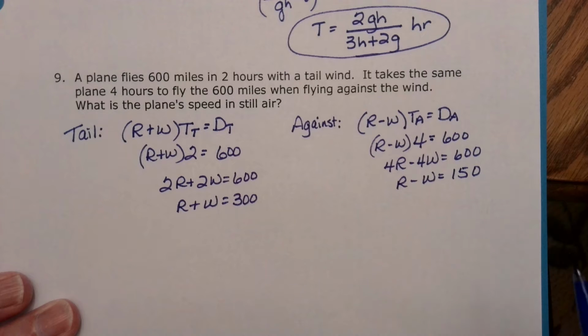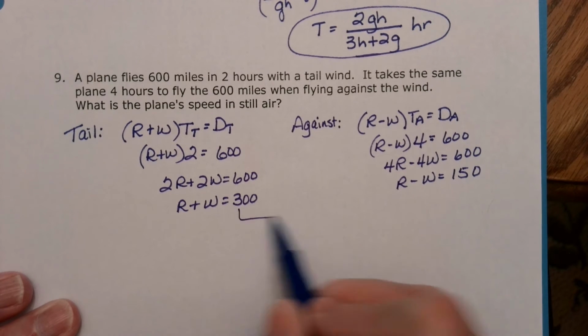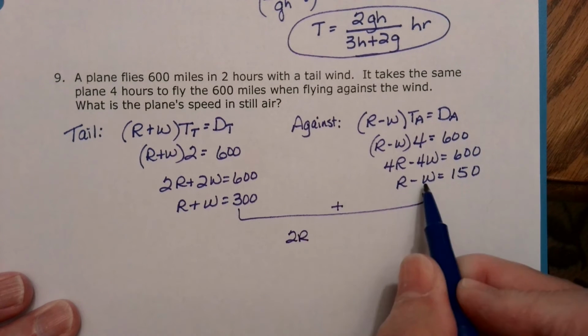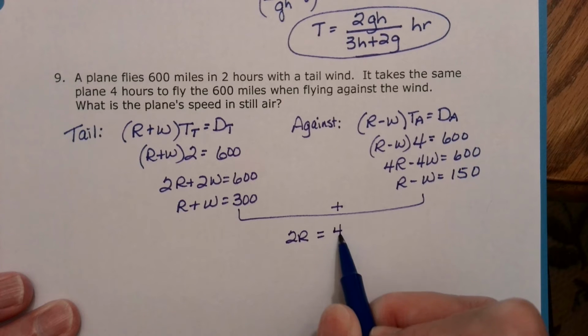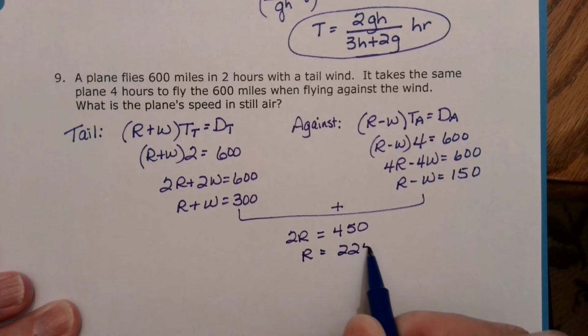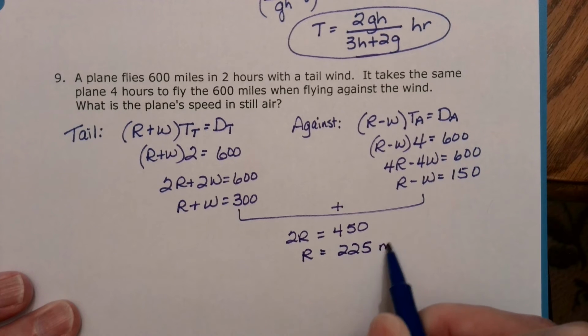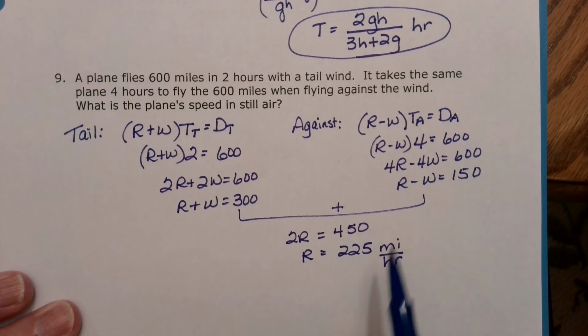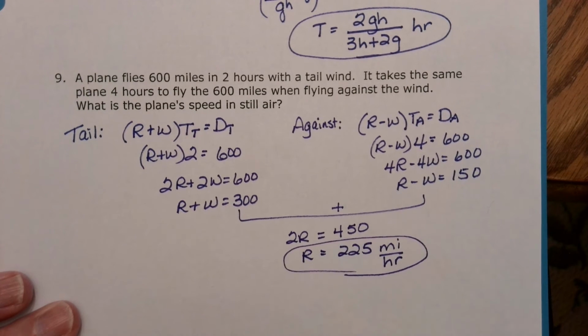So we know that we have this one and this one. Now I can add these two together. If I add them together, I'll get 2R. The W's are going to cancel, and I'll get 450. So R is going to be 225, and that would be miles per hour. And that's the plane's speed, the plane's rate in still air. Okay?